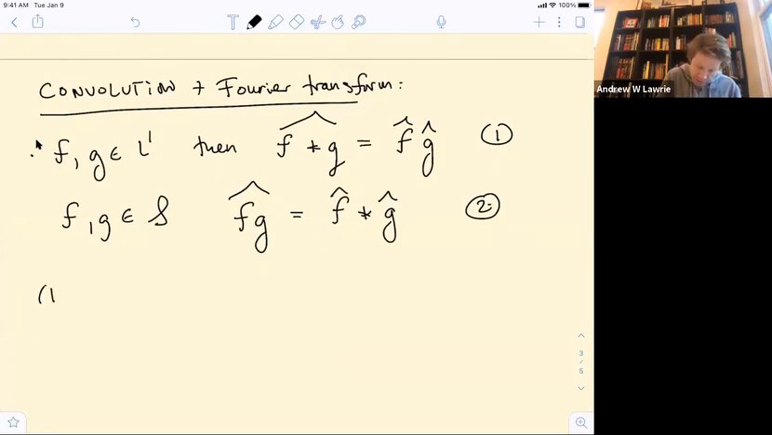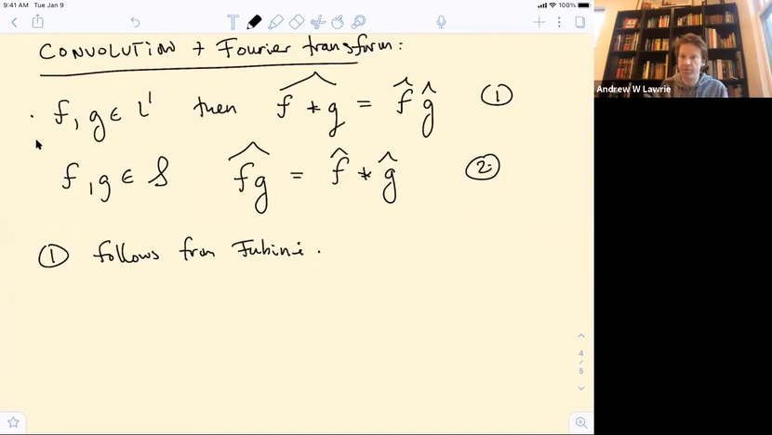So 1 follows from Fubini. You see you have two integrals there, and you just interchange them, using the fact that you have two L^1 functions to justify the application of Fubini. And 2 follows from 1 plus Fourier inversion.